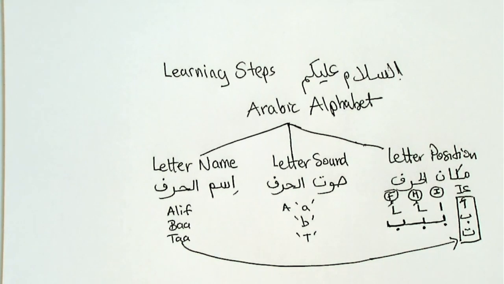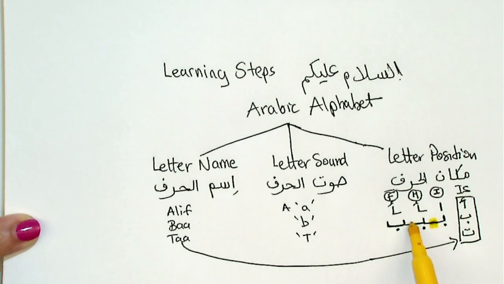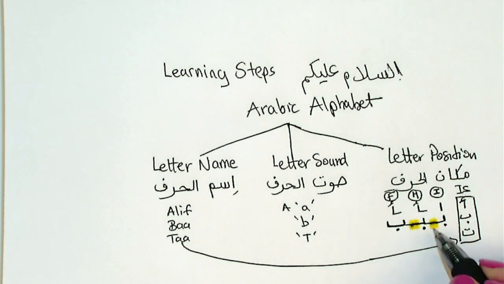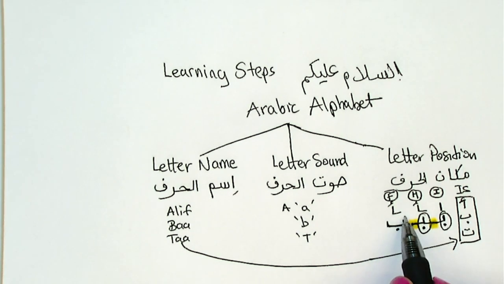And all we have to remember is that all these connections are just a little dash. They're not part of the letter. What is part of the letter is just that lift that you have up here. That's the letter. When it's the final form, this is the letter. So all that's in between these, ba and ba and ba, is just a connection.